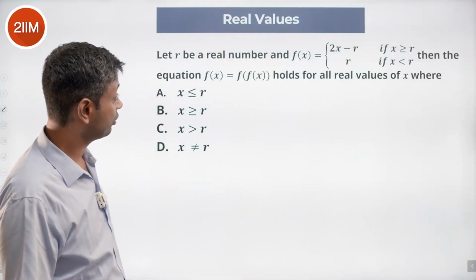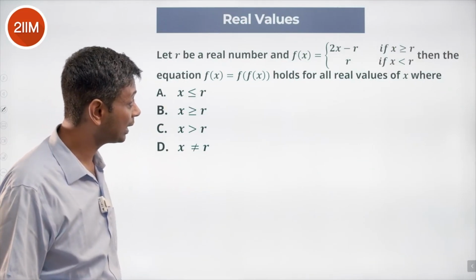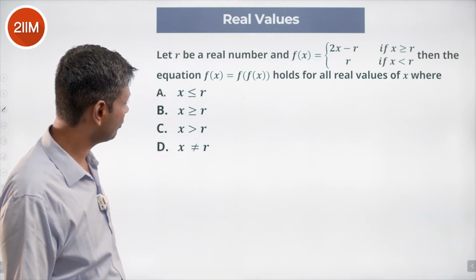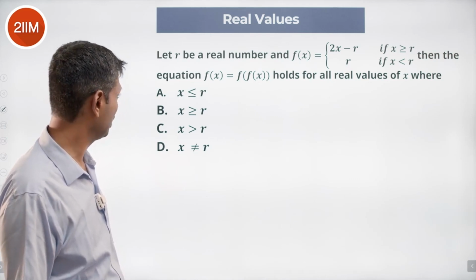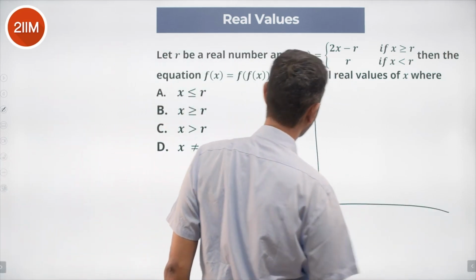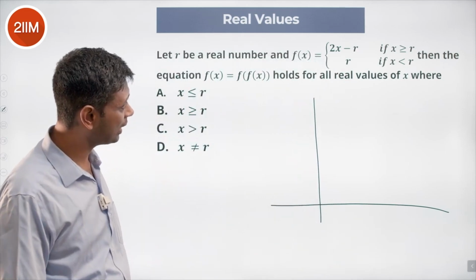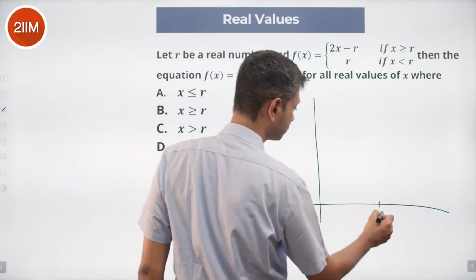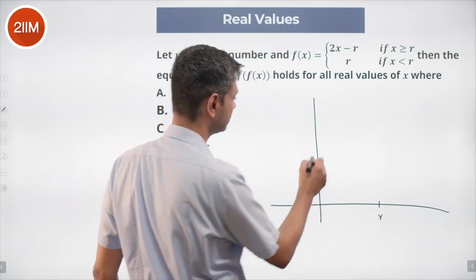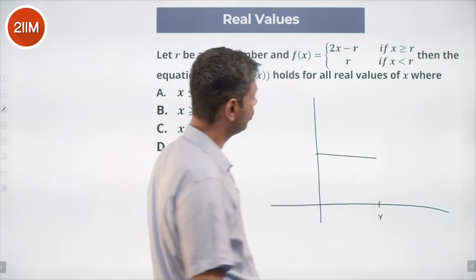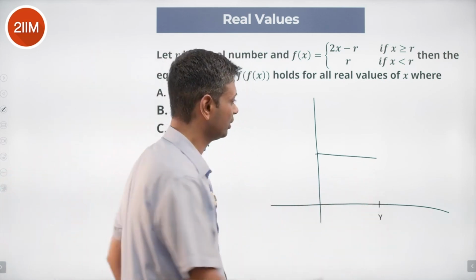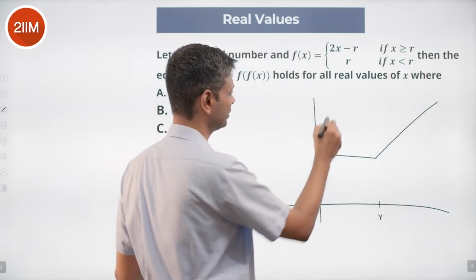Let r be a real number and f of x equal to 2x minus r if x is greater than or equal to r, and r if x is less than r. Very interesting. Equation f of x equal to f of x holds for all real values of x where blah blah blah. And so let's do this. R be a real number, f of x equal to r if x is less than r. Let's say if this is r, so the graph will be f of x equal to r till here, and then equal to 2x minus r. So at r it will become r. After that it keeps increasing. This is a graph like this. This is f of x.